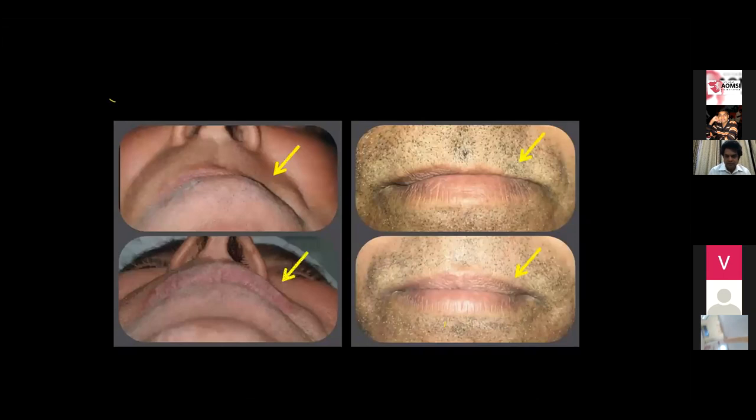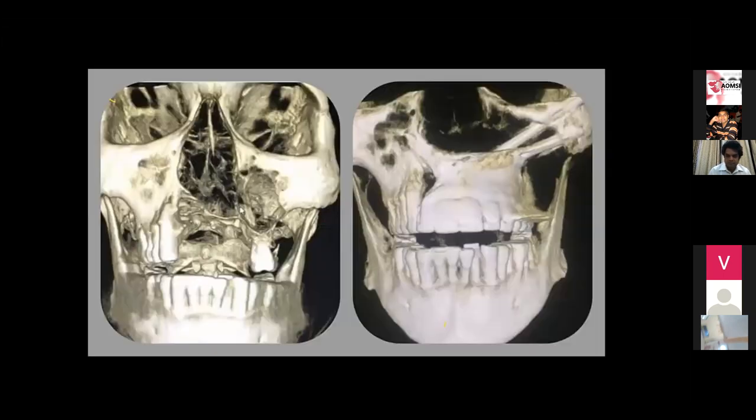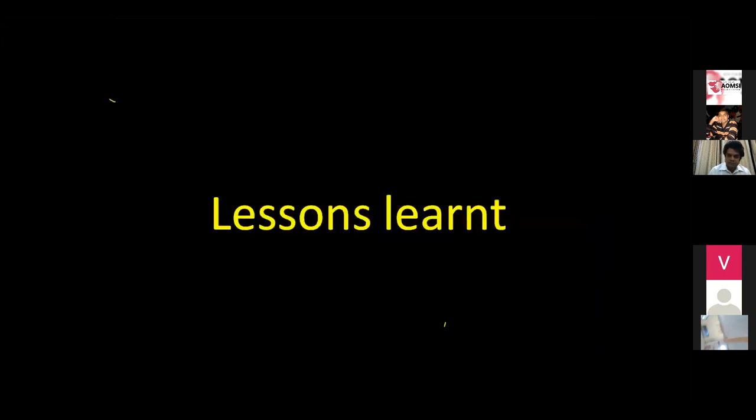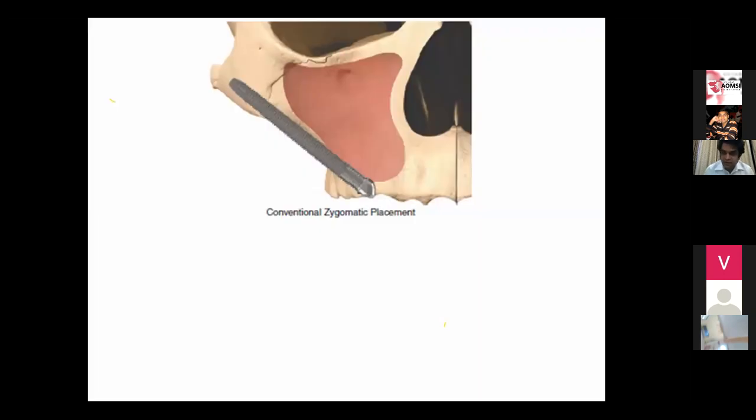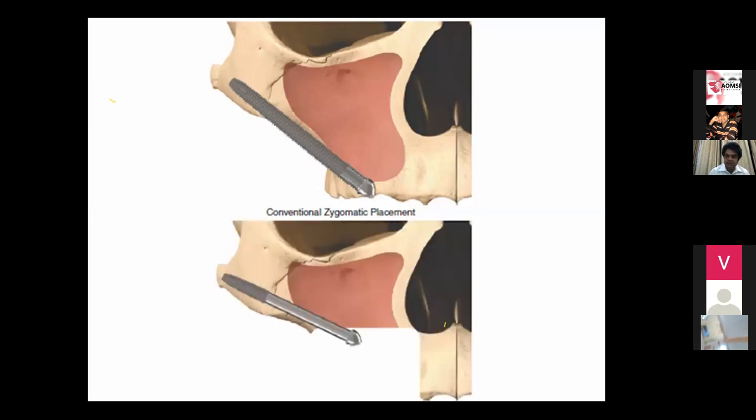You can see the improvement of the patient. What lessons have we learned? First thing is, in the anterior implant, you can see that the zygomatic implants in a normal patient are quite at an angle because the ridge is quite low from the zygomatic bone. But in the maxillectomy cases, because we have removed the maxilla, the zygomatic implant ends up almost horizontal.